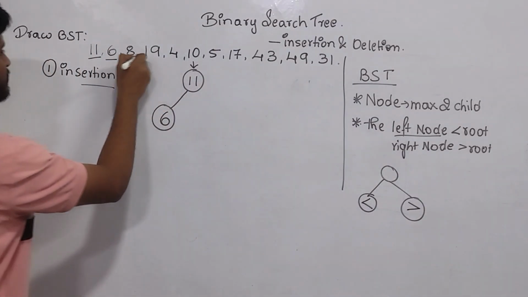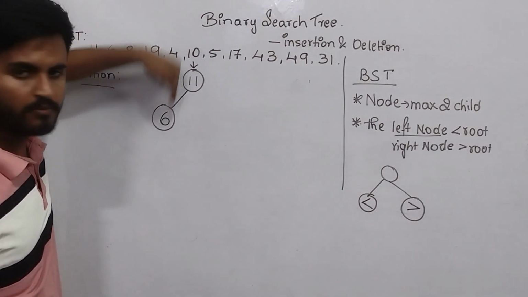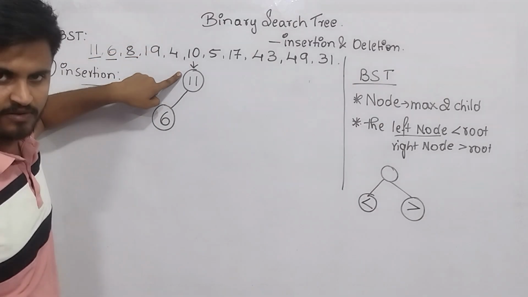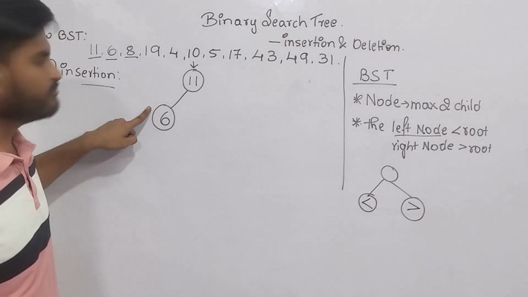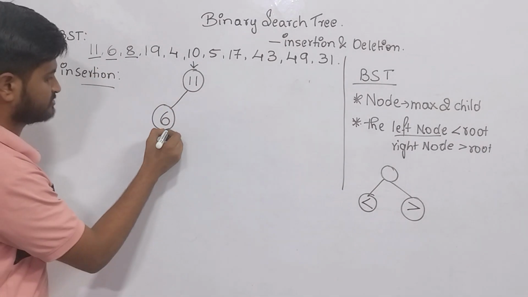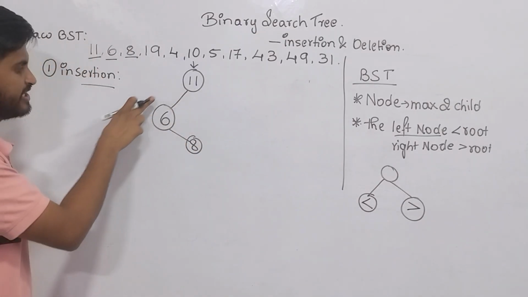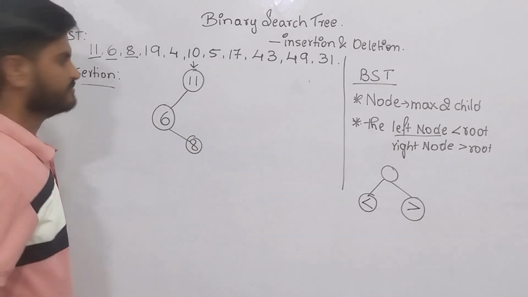Now 8. I will compare with 11. You must always go from top to bottom, that is, from the root value. 8 is less than 11, so it goes to the left side. But 8 is greater than 6, so it goes to the right side. 8 is less than 11, so it came left, but it is greater than 6, so it went right.